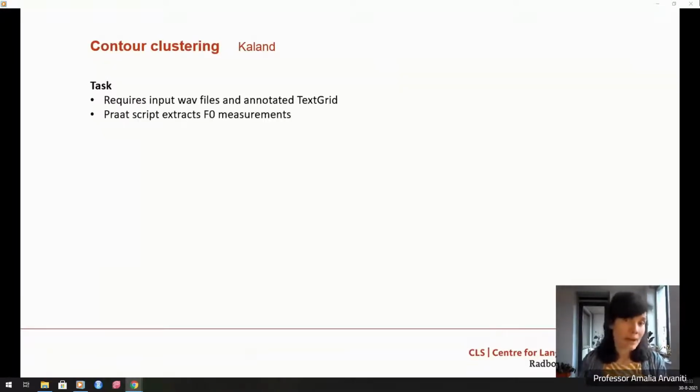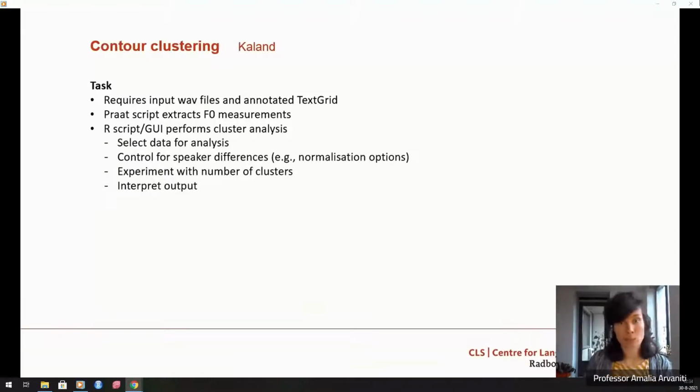You then use the Praat script to extract the F0 measures. And then in R, the analysis is performed. There's some flexibility in the tool in that you can modify a number of the settings. This includes, for example, types of normalization that's performed, if you want to perform any, on the F0 contours. You can change the number of clusters you're looking for, for example, and then you can interpret the results visually and with a numerical classification of each curve that corresponds to the contour it belongs to.